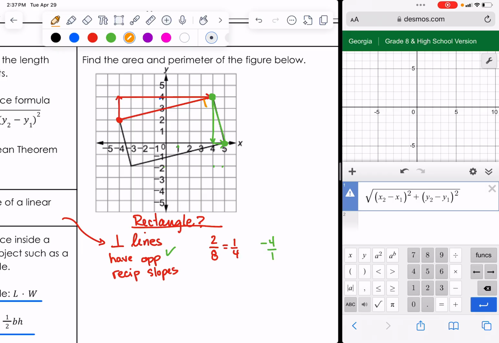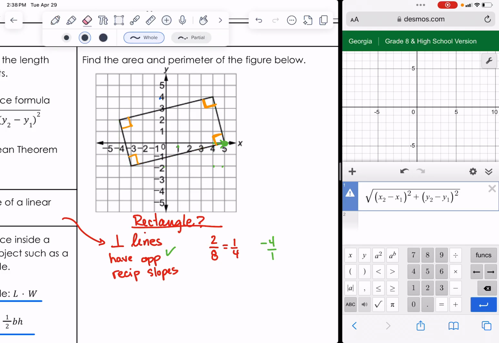So I'm going to mark this as a right angle here. And let's check down here. This line also has a vertical change of 2 and a horizontal change of 8, meaning that these two slopes are the same. These 2 slopes are opposite reciprocals of the green one, which means this guy is going to be another right angle. And if we look down here, this is a -4 vertical change and a +1 horizontal change. So this is perpendicular to both of these. So we do have a rectangle here.